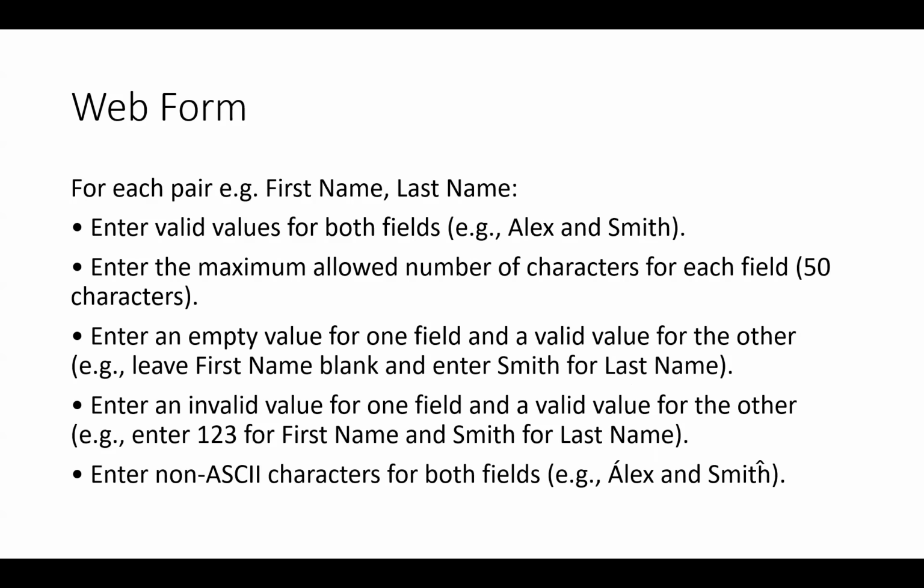Okay. And then you put the values of the pairs in for testing. I could also do some sort of different set of data, right? So if you use first name and last name, you could have valid first names and last names, right? Then you could enter the amount of characters allowed. You could actually leave one of the fields blank, enter invalid values, or you could enter some non-ASCII characters, right? Depending on the language.